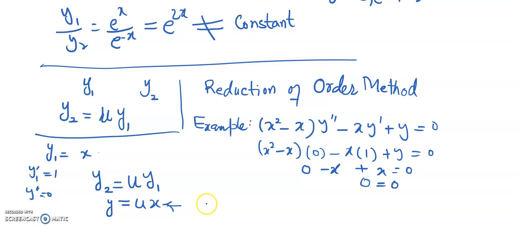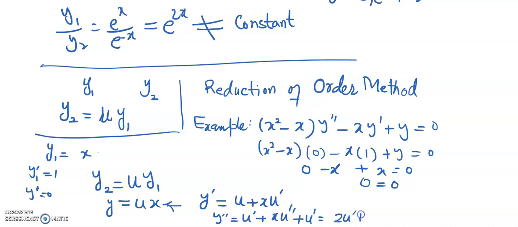So the substitution gives y prime equal to u x prime, which will be u times 1, plus x u prime. And then y double prime will be equal to u prime plus x u double prime plus u prime. So it will be 2u prime plus x u double prime.